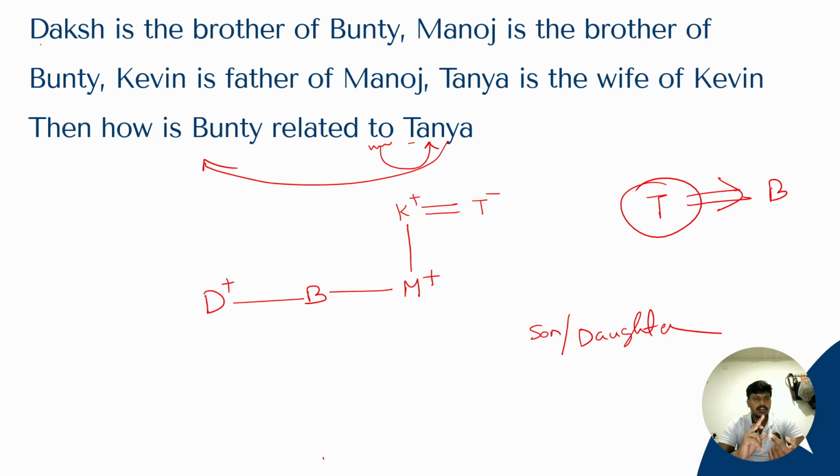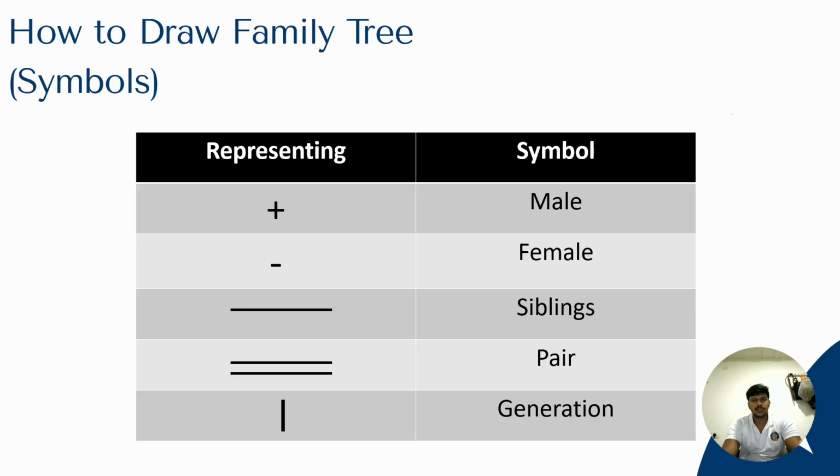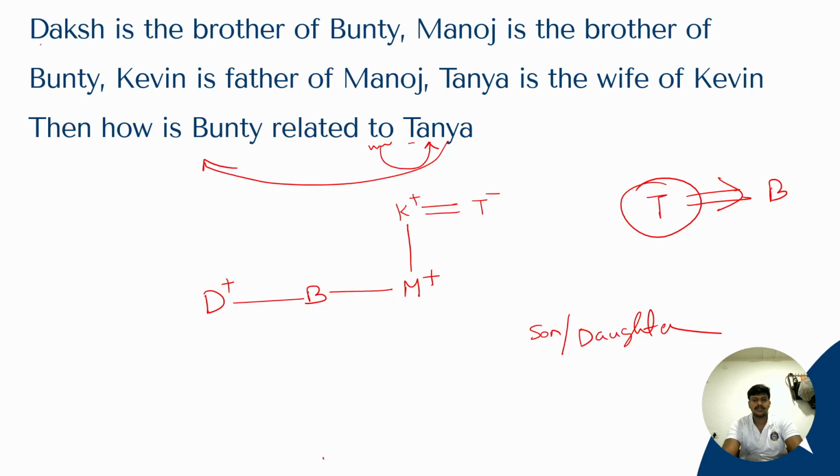Simple thing. First, we write D is brother of B, then M is brother of B, K is father of M, and T is wife of K. We have got everything and we have written the diagram. Once you are done with the diagram, assume you are the second person. That means I am T and how am I going to call B. That's going to be your answer. Read the problem once again and try to get everything into your brain. We'll move on to the next one that will give you a clearer idea. But if you want to understand how you are getting the symbols, just watch the previous video once. I have mentioned everything there.